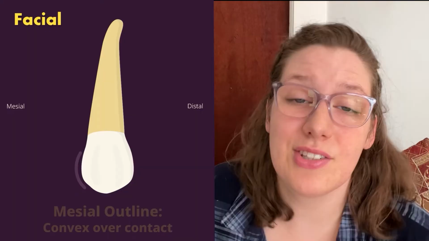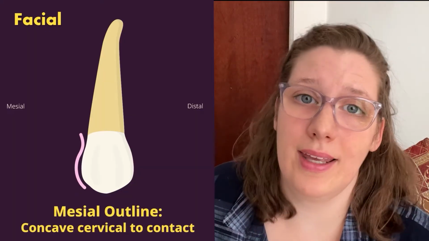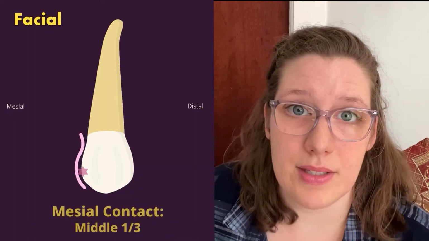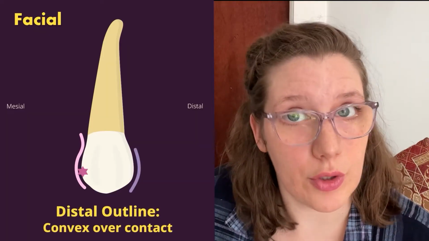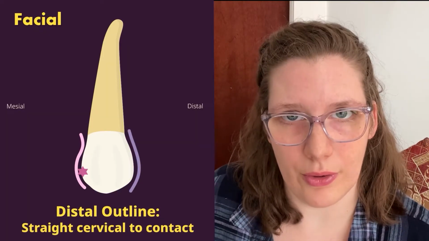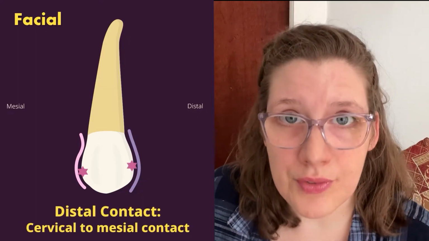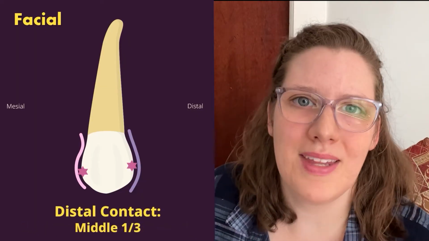The mesial outline is curved over the contact and slightly concave cervical to it. The contact on the mesial is located in the middle 1/3. The distal outline is more broadly curved over the contact and straight towards the cervical. That distal contact is more cervical than the mesial contact, but still in that middle 1/3.